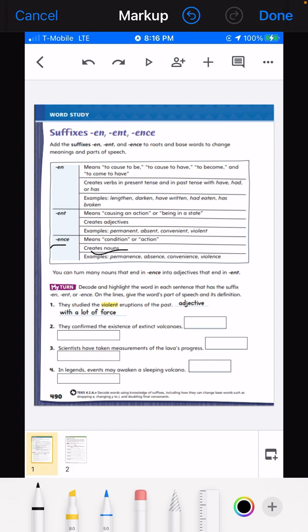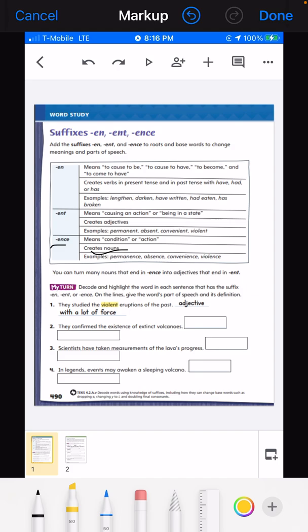So what they're wanting you to do in the directions is it tells you to underline the word that has the correct suffix. There are some examples of other suffixes that are in these sentences, so just be very mindful of if they're using the suffix correctly for what we're looking at.